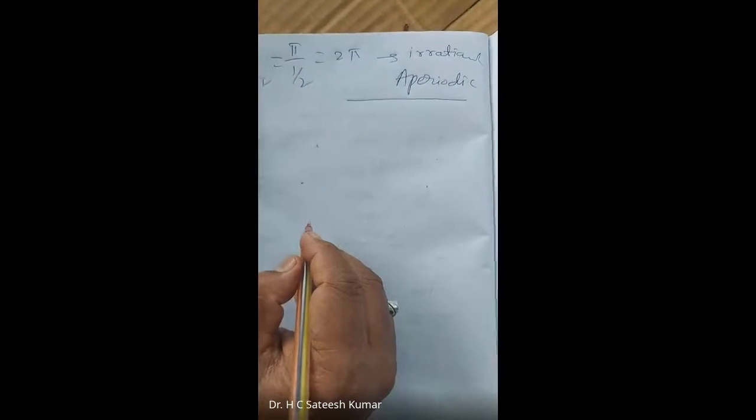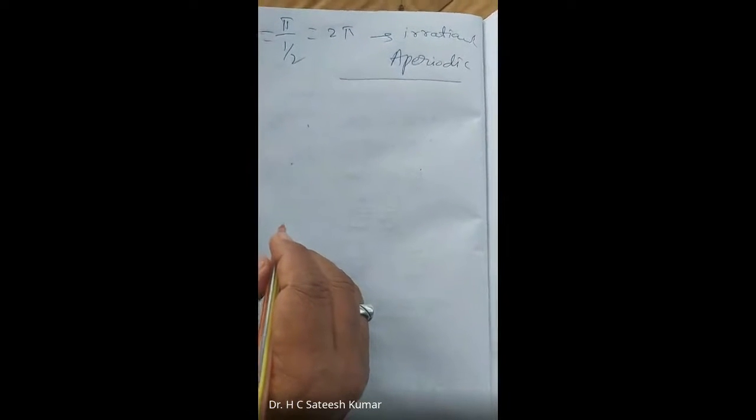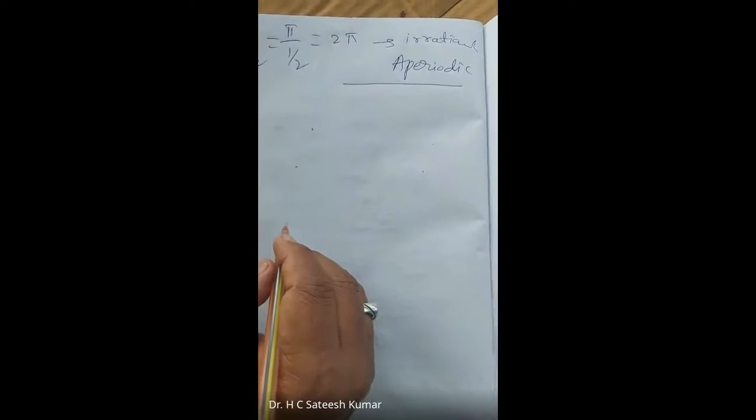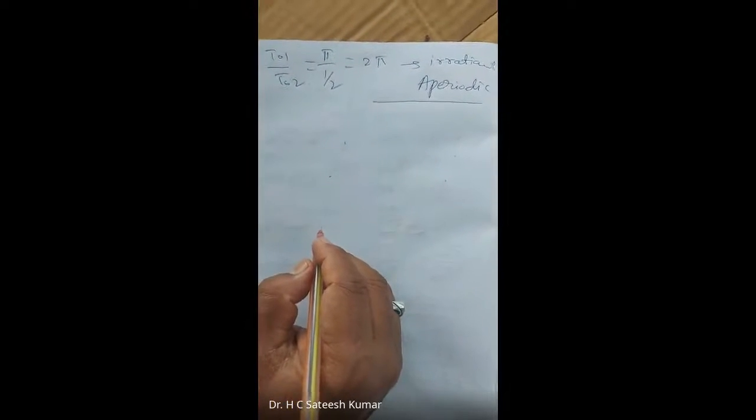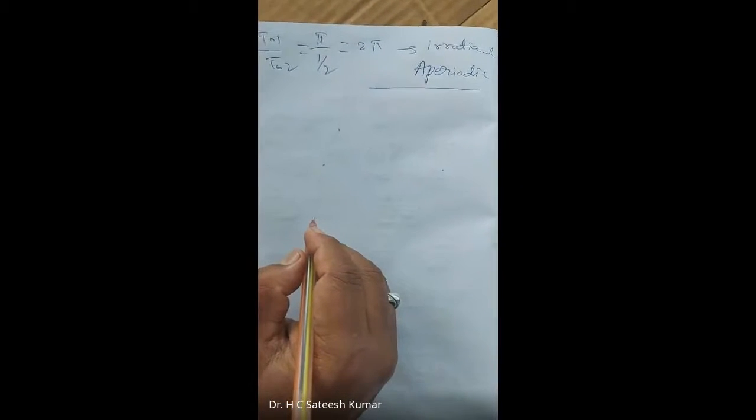Once it is aperiodic, there is no need to find the fundamental value. It doesn't exist. I have seen in the valuation that some students will write aperiodic and then find a period. Once a signal is aperiodic, what do you mean by that? It is not repeating after a certain interval. If you are writing a certain period, what does that mean?